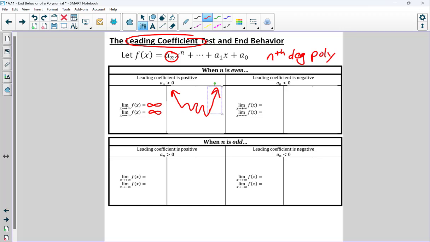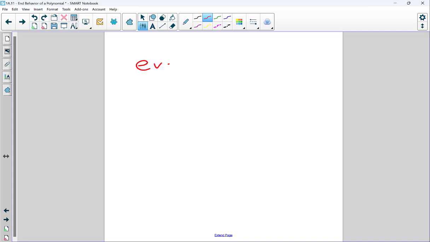Fourth degree, 10th degree, 28th degree, the left and right side will agree. So if the right side is infinity, the left side is infinity. Notice if the leading coefficient is negative, then the right side will be negative, and then the left side will agree. So we'll have right side down because the coefficient is negative, and then left side down because the degree is even. No idea what's happening in the middle, but the right side and the left side will agree. Even degree, left and right agree.